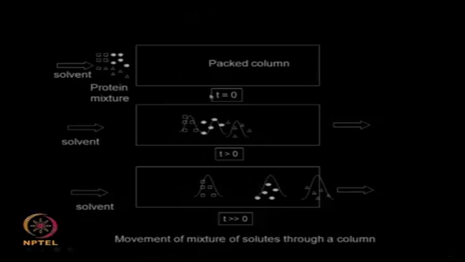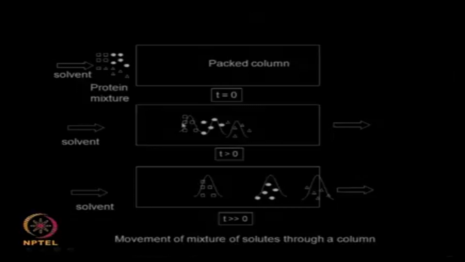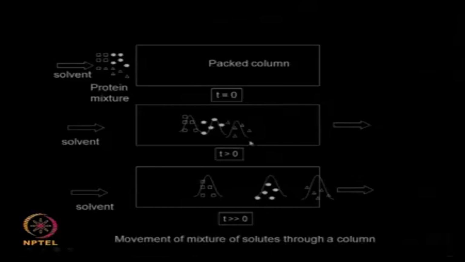There could be ionic interaction between the solute in the mobile phase and the stationary phase, and this ionic interaction could be varying depending upon the type of proteins present. So proteins which have a very strong ionic interaction will travel slowly or they will get slowed down. Proteins which have weak ionic interaction will travel faster. There could be hydrophobic interaction. So proteins which have high hydrophobic interaction with the stationary phase will travel slowly. Proteins which have less hydrophobic interaction with the stationary phase will travel faster.